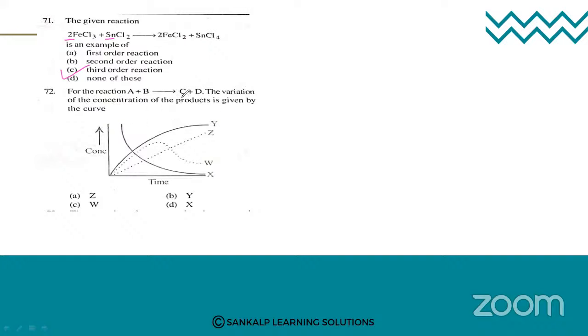For the reaction A plus B giving you C plus D, the variation of concentration of the product is given by the curve. So which curve shows the variation of concentration of the products? How is the concentration of the products varying? It shows the increase of concentration of products with time. So as the time proceeds, what is happening to the concentration of the product? It is increasing. So option number B.